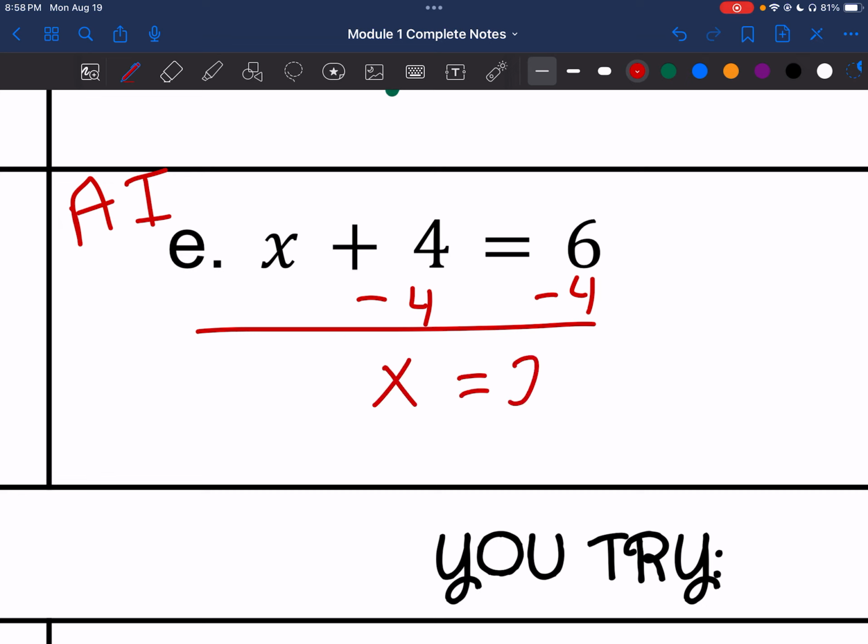6 minus 4 is going to give us an answer of 2. Okay, now, if we go back to our previous lesson, we talk about ways to solve a problem that we should always go back and check our answer. If we substitute in 2 for x, 2 plus 4 is 6. That is a true value.